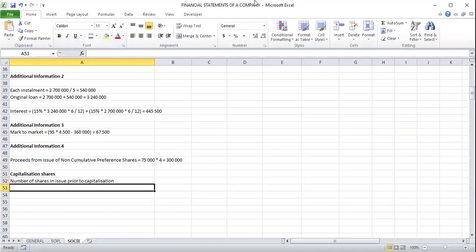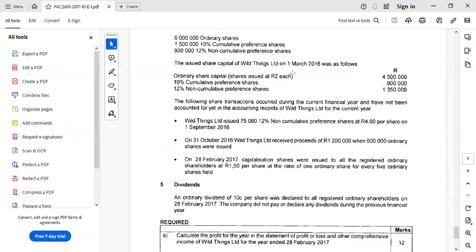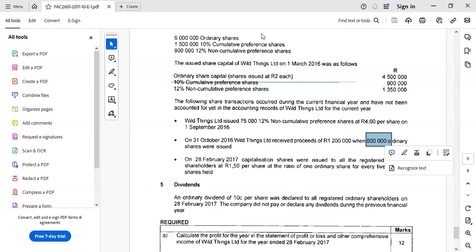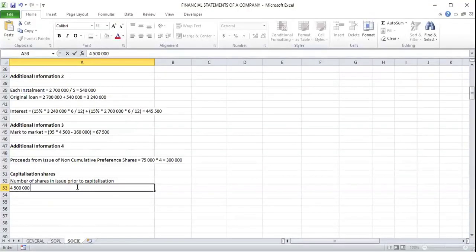Before the capitalization, remember these are ordinary shares. We had these ones here, at the beginning 4.5 divided by 2, because they were R2 each. Then we also had these ones, 600,000 that were issued. So you should be very careful. 4.5 divided by 2 plus 600,000. What do we get?